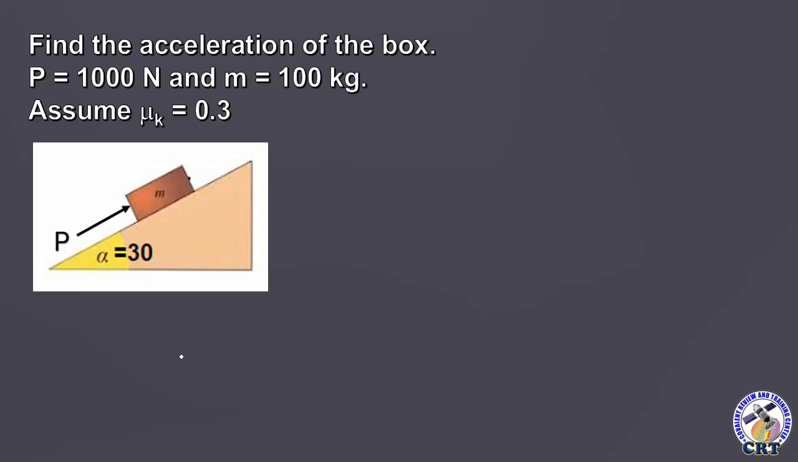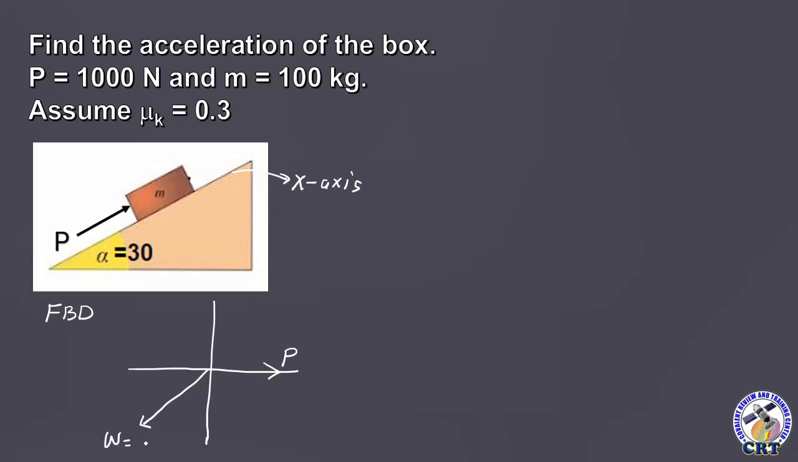Okay, so let us draw again the free body diagram. This is the direction of force P. Force P is parallel with the incline. Don't forget that the incline is the x-axis in our free body diagram. Then the effect of the weight. This is the weight.